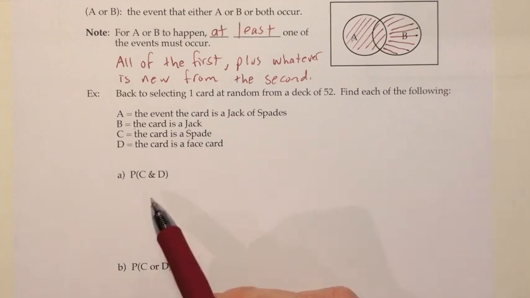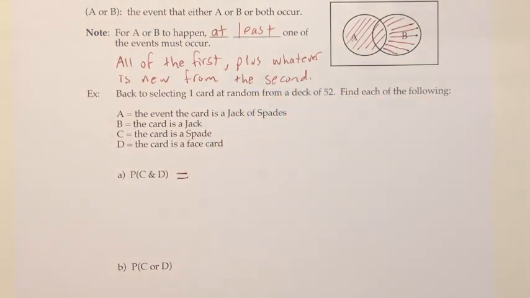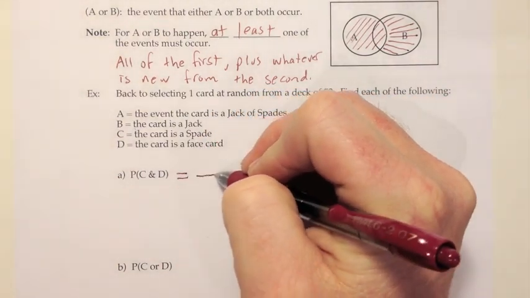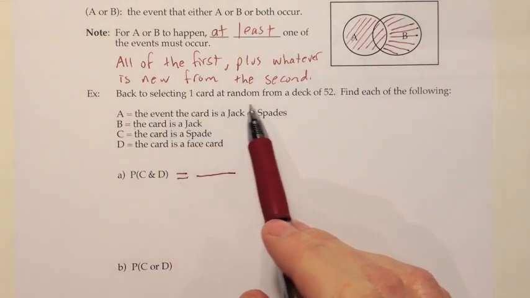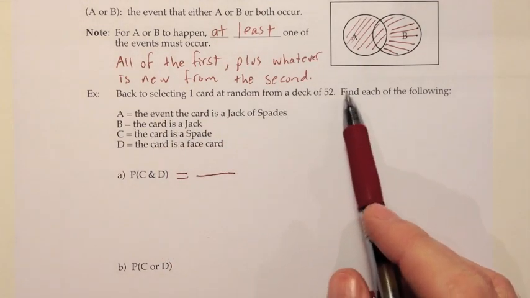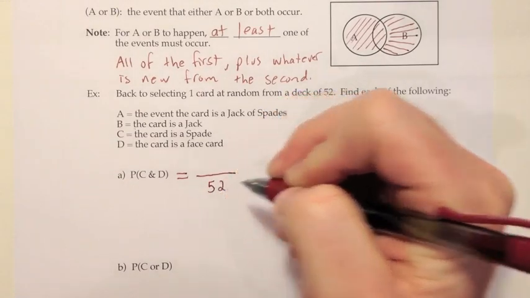Alright, so let me go ahead and do the probability of C and D. So first of all, when I do a probability that is in any way tricky at all, I'm going to start with the denominator. And the denominator is based on how many things are possible. So what we're doing is selecting one card at random from a deck of 52. So we could get any of those 52 cards. So our denominator is going to be 52.